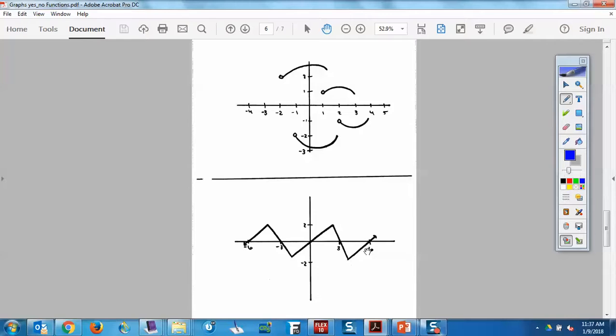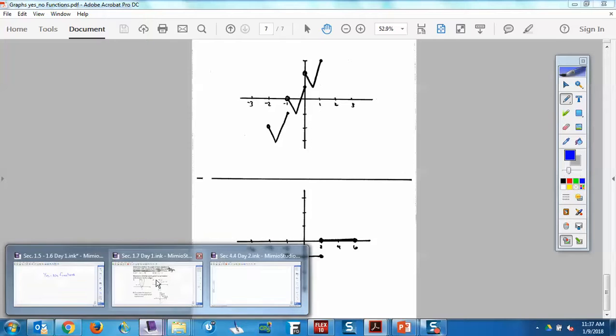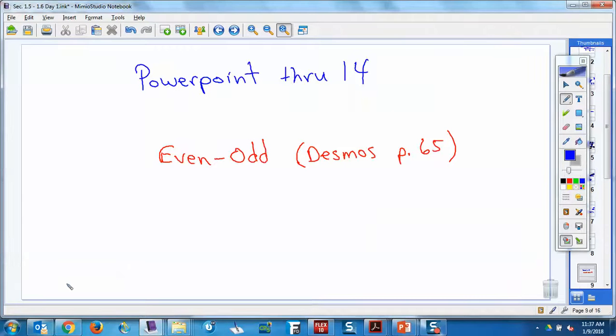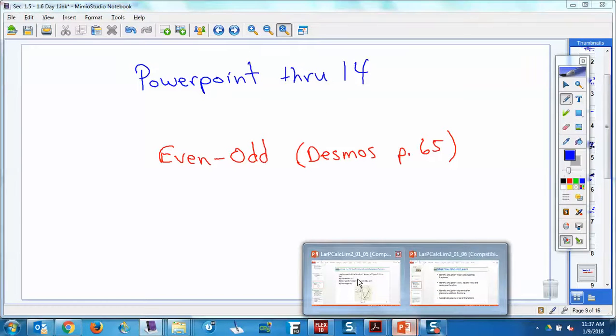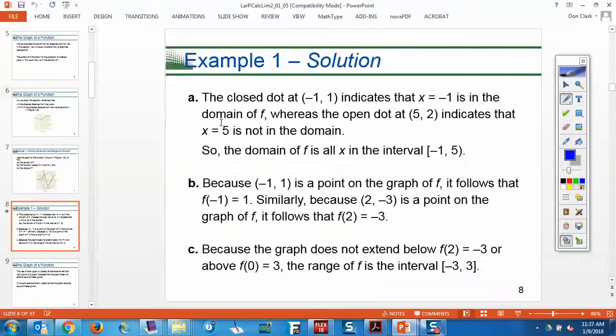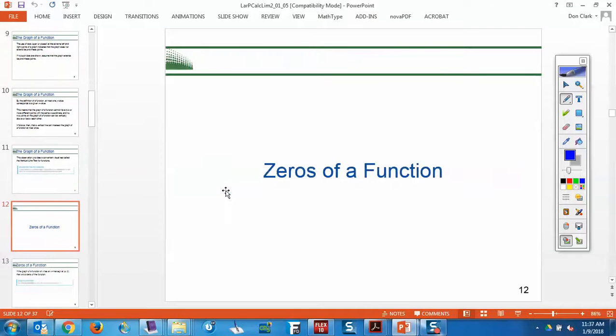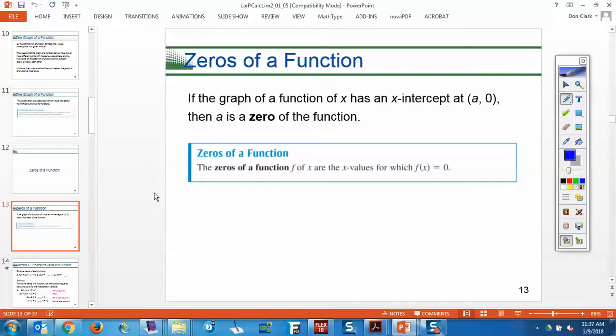All right, so here's some other graphs. We're going to talk about a graph like this here in a little bit. All right, so moving on. Let's take a look at this PowerPoint. Okay, so the next thing we want to talk about is finding the zeros of the function. Here we go. Zeros of the function, okay?